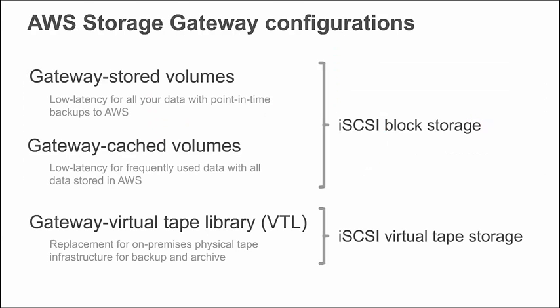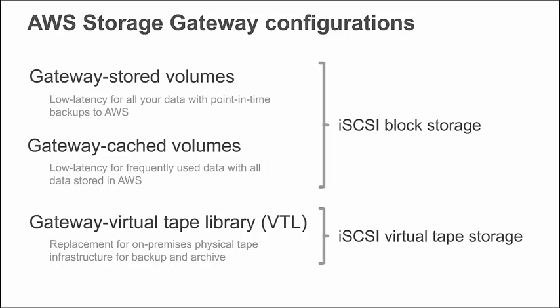The Storage Gateway has three modes of operation that you can configure: gateway stored and cached volumes, and also a gateway VTL. So let me give you a little bit of detail on each one. The gateway stored volume stores your primary data locally, while asynchronously backing all of that data to AWS. These volumes provide your on-premises applications with low latency access to their entire data sets while providing durable offsite backups on AWS.